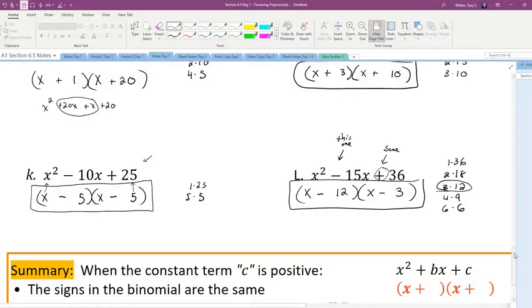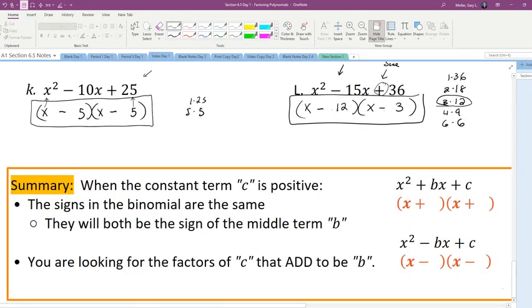All right, summarizing what we've done today. When the constant term c is positive. So again, what is that talking about? That's talking about something in the form of equals ax squared plus bx plus c. So this is a standard trinomial form. So we're talking about only on these problems when c is positive.